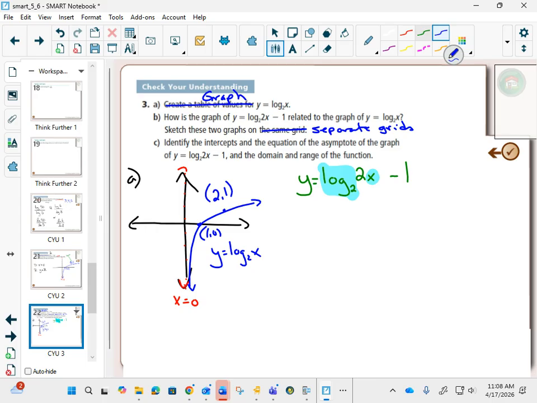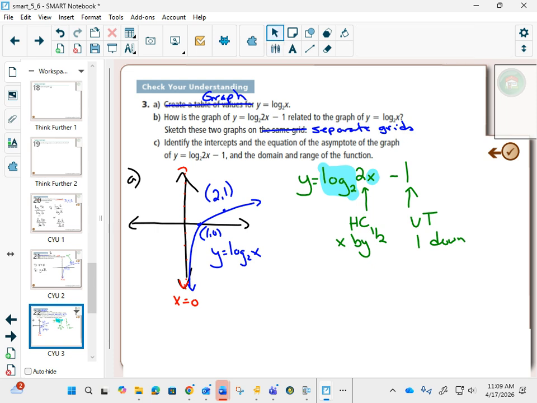That's my parent graph. That's my starting graph. Now, what other numbers are left? When I look at this, I see that there is a 2 left and a minus 1 left. What are these things? This 2, is it inside the function with the x? Yes. It's going to be a horizontal compression. You're going to multiply x by 1/2. What's this 1 going to do? That's going to be a vertical translation. You're going to move 1 down.